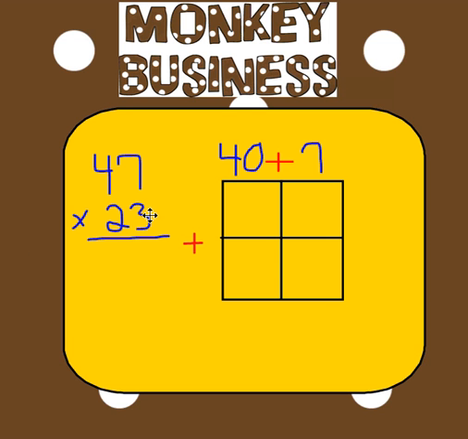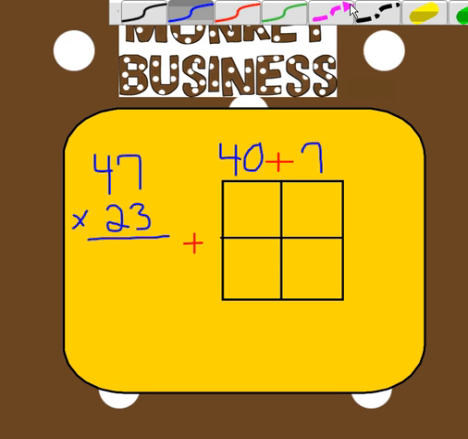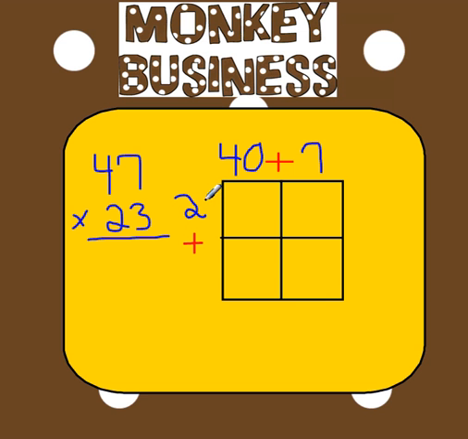Now we have 23. Well, 23 has a meaning also, just like 47 has a meaning. 23 means that there are 2 tens and 3 ones. So the value of 2 tens is 20, so we're going to put 20 right here. And the value of 3 ones is 3. So in essence, the definition or expanded form of 23 is 20 plus 3.